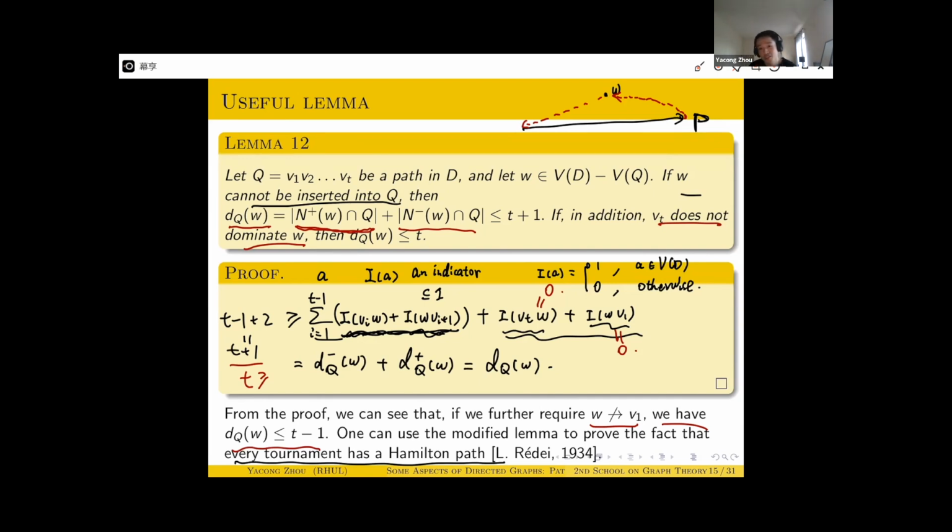So just using the lemma, we get that the degree of W in P is less than or equal to T minus one, but this is impossible because we are talking about tournaments here. The degree of every vertex outside P in P should be equal to T. So we get a contradiction, and the proof is complete.